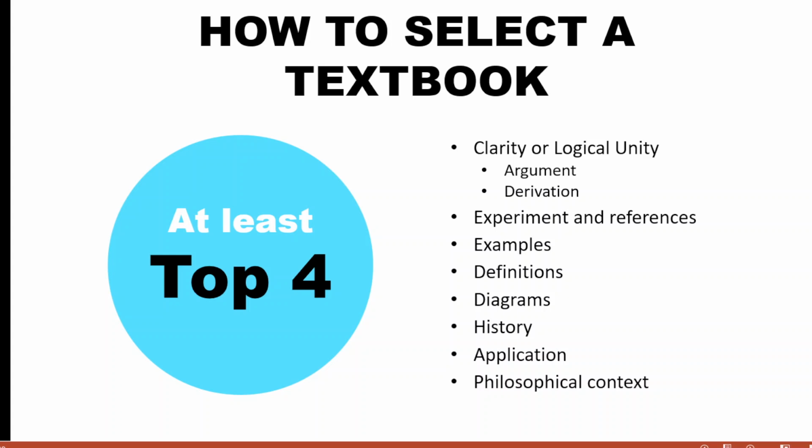Experiments and references given in a textbook are great. Examples, definitions. Okay, these are the top four. If they have diagrams, that is well and good. History, going into the brief history of which researcher did what, when, in what context, is great. Application, I think these are given, about what is the current usage of their theory, how is that theory applied into different fields or inventions.